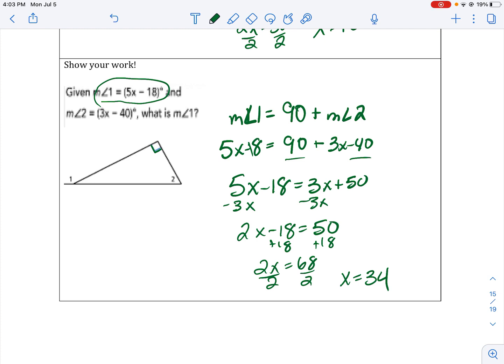Now again, that is not what the question asked, but in order to answer this question, we need to solve for x. Because now I need to substitute 34 in for x. 5 times 34 minus 18. This gives me 170 minus 18 equals 152. So angle 1 is 152 degrees.